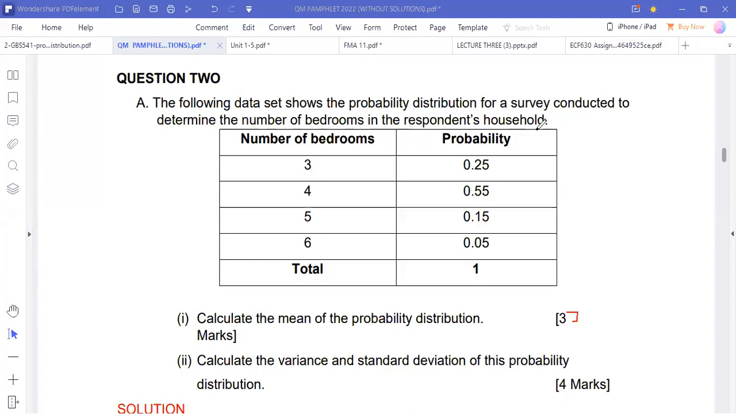How do we find our mean? Our mean, as from the example we had, we have a number of bedrooms, which would be our x. Our probability would be our px. So we have a formula for mean, which is the expected value of x equals summation of x px.